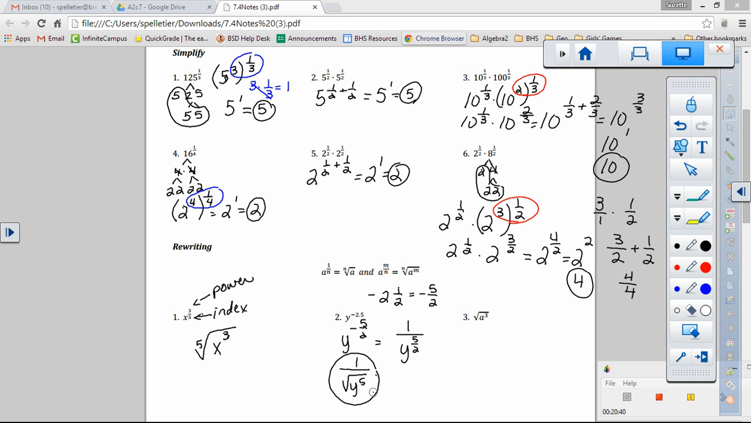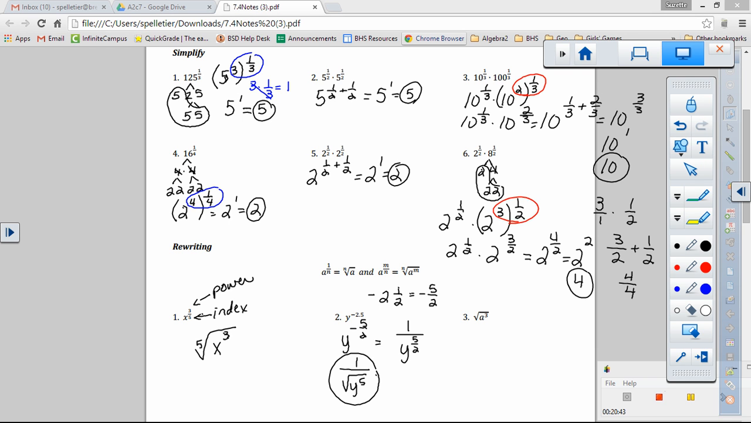I know we're not supposed to have radicals in the denominator. I just want to know that you know how to rewrite it. I'm not asking you to rationalize it at this point. If you're working a problem, you should never leave the radical in the denominator. This is just a matter of knowing how to rewrite it.